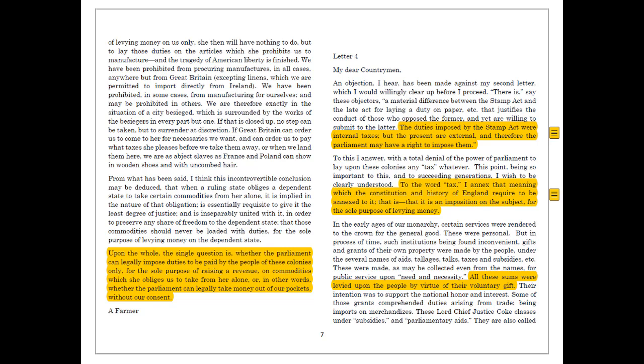There is, say these objectors, a material difference between the Stamp Act and the late Act for laying a duty on paper, etc., that justifies the conduct of those who oppose the former, yet are willing to submit to the latter. The duties imposed by the Stamp Act were internal taxes, but the present are external, and therefore the Parliament may have a right to impose them." And so Dickinson must radically expand the arguments that the colonists had been making just 2 years prior.